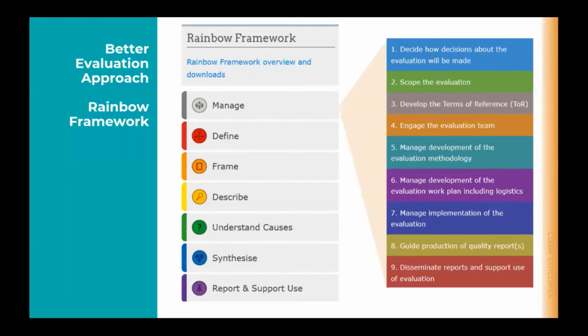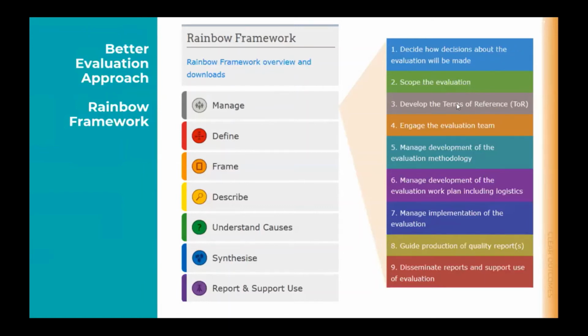The first one would be deciding how you will make decisions about the evaluation. The second one would look at the scope of the evaluation, thinking a bit about the different types of evaluation, and what you would like the evaluation to achieve. What decisions will you base on the outcomes of the evaluation?